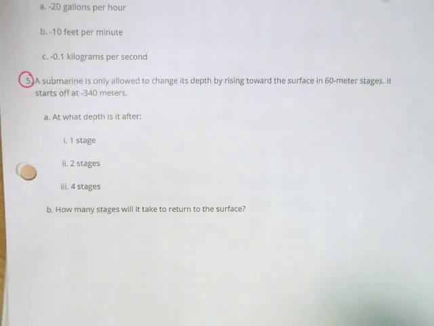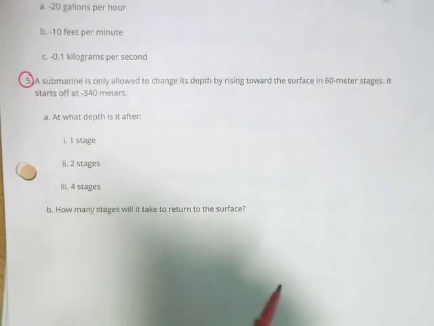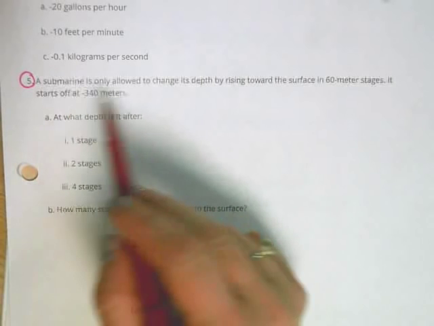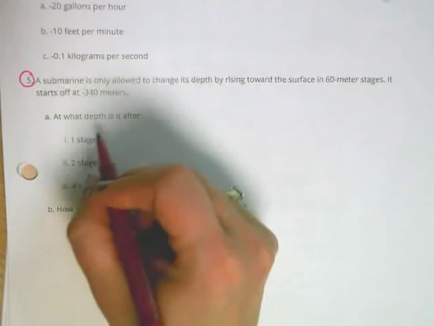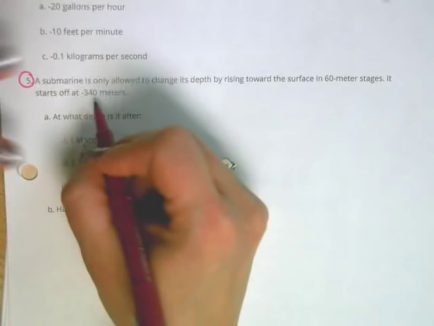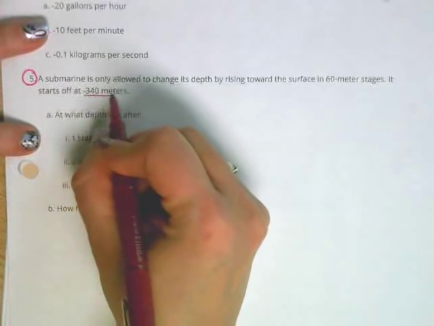I suspect it's because the pressure is changing as you're rising to the surface, so that your body can acclimate and get used to that pressure change. As you're going down, they must have been in a really cool submarine to be able to go down to see that Challenger Deep. They might have actually stopped and started a little bit more than it said on that last problem. So a submarine is only allowed to change the depth by 60-meter stages. It starts off, this is the part we need, at negative 340 meters.